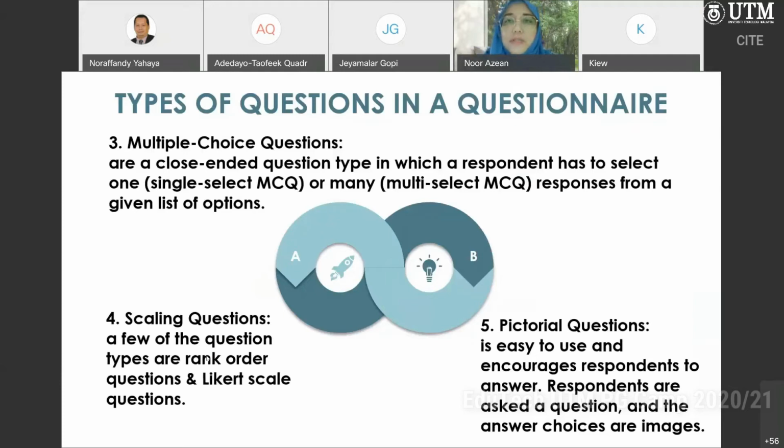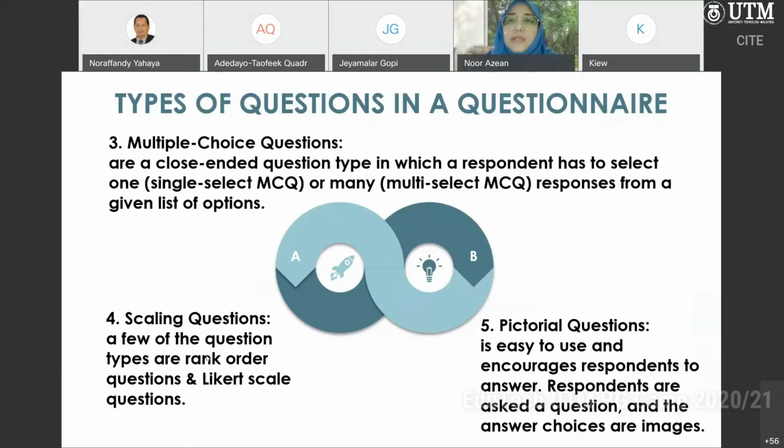A few of the question types that utilize these scales' fundamental properties are rank order question, Likert scale question, or semantic differential scale question, right? So we have the scaling question. After that, I will show you an example. So we have another one. I love to use this one, okay?